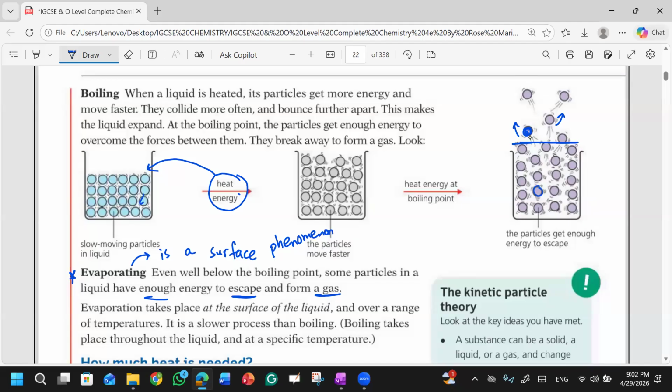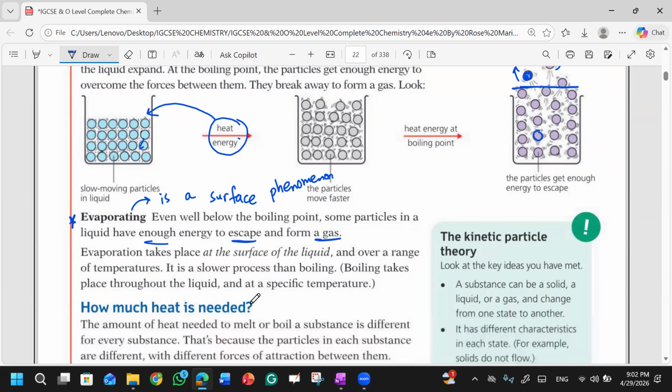Okay, they will leave the surface. So that is why we say evaporation is a surface phenomenon. Are you clear? Yes. It is slow as compared to the boiling. It is a slow process as compared to the boiling.